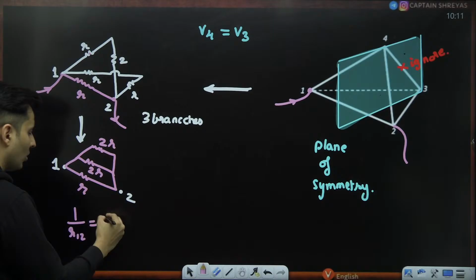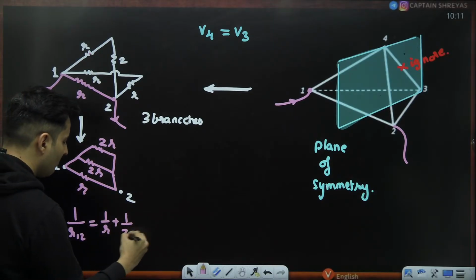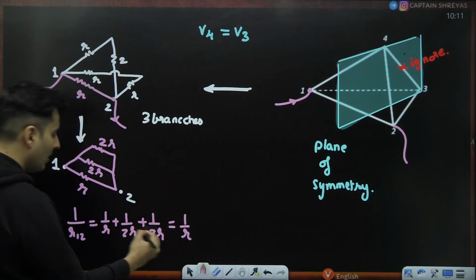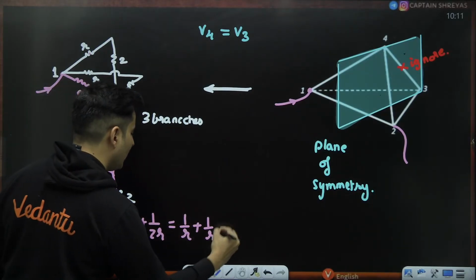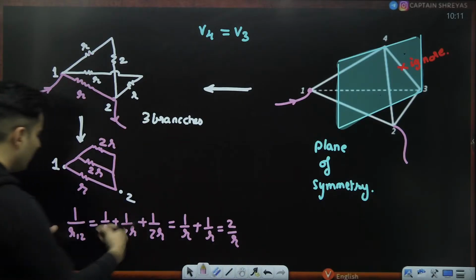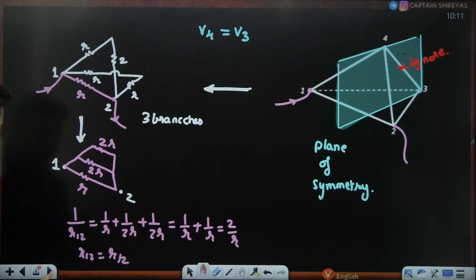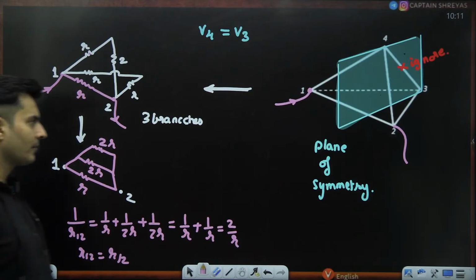The reciprocal of R12 will be 1 by R plus 1 by 2R plus 1 by 2R, which is nothing but 1 by R. Half plus half is 1 only, so it is 1 by R plus 1 by R, which is nothing but 2 by R. Take the reciprocal of it, so R12 will be R by 2. Hence, R by 2 is the right answer.